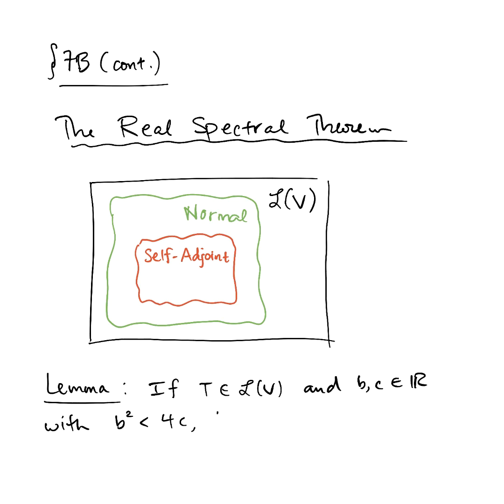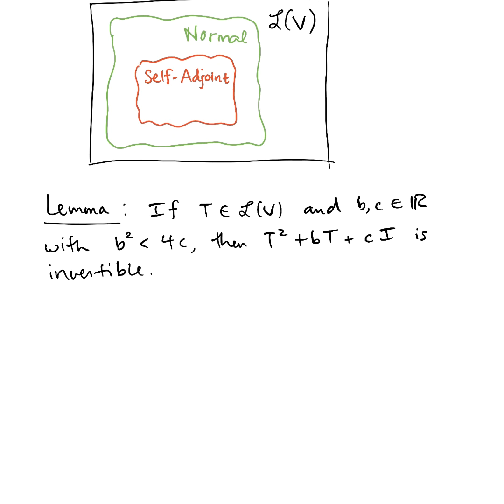Then this operator, so T done twice in a row plus B times T plus C times identity is invertible. Okay. This definitely seems a little out of nowhere. Let's prove this and then see its utility towards our discussion of the real spectral theorem. Okay, so here's the proof.